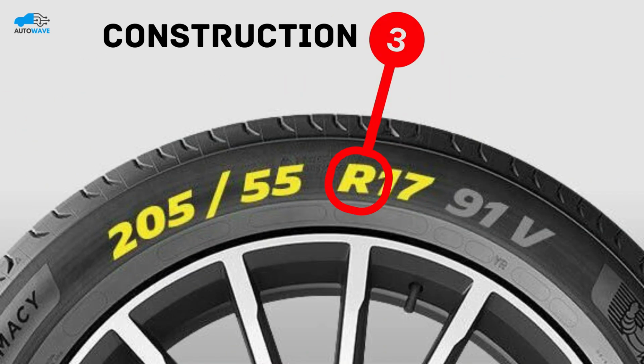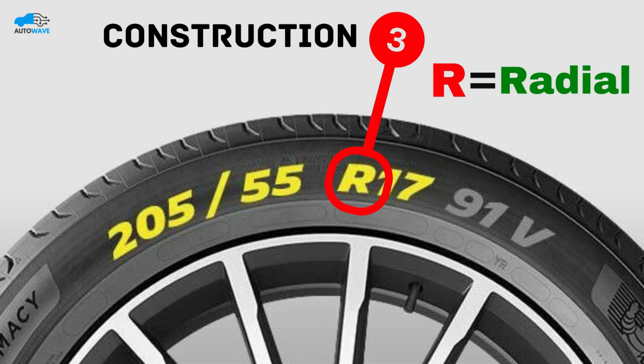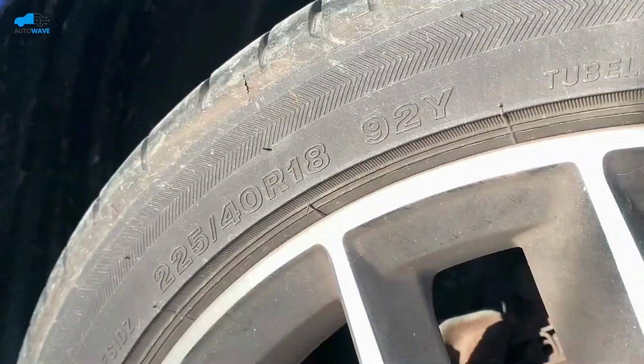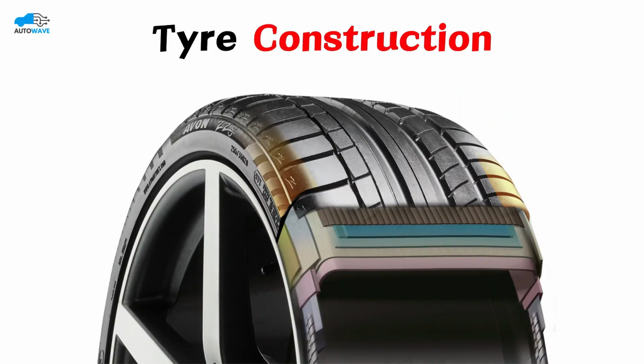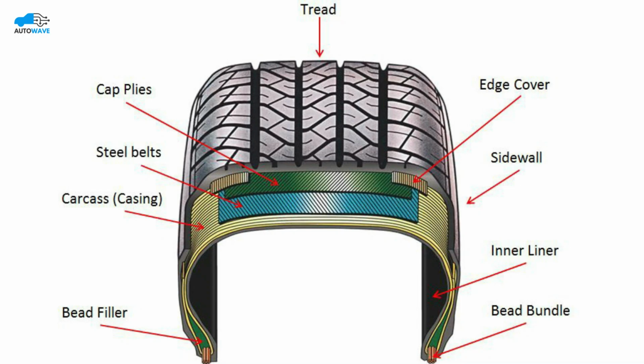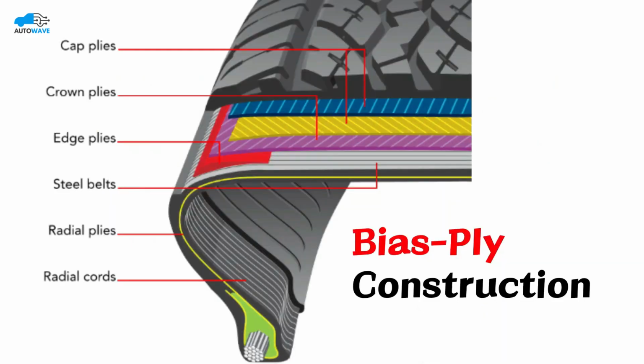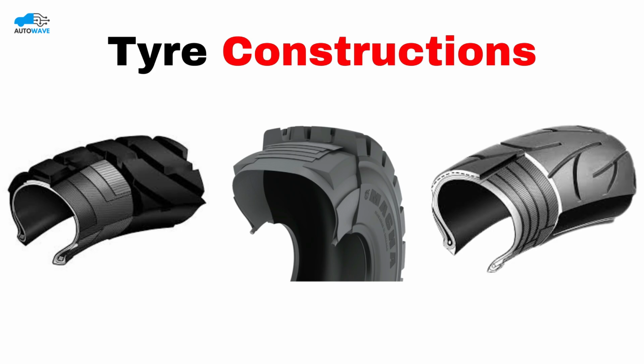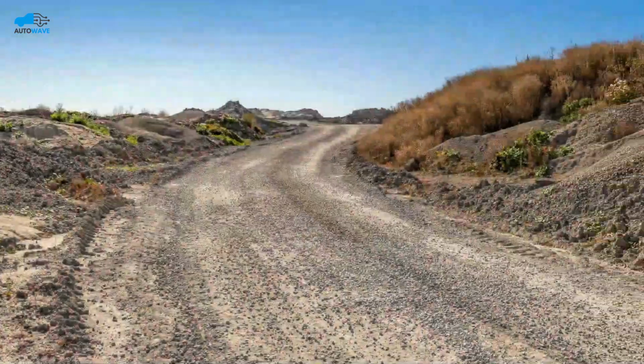This letter on the third number indicates the construction of the tire. Here it is written R. This means that the construction of the tire is radial construction. R stands for radial. Now, almost every passenger vehicle uses tires with radial construction. Construction refers to internal structure or build of the tire. There are other types of construction available in the market, such as bias ply construction, belted construction, etc. Each construction type offers unique advantages and is designed based on vehicle type and road conditions.